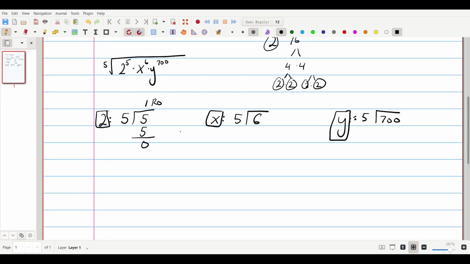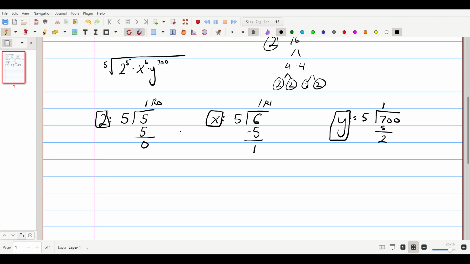Let's work on this one. How many times does 5 go into 6? 1 time. 5 times 1 is 5. 6 minus 5 is 1. Does 5 go into 1? No. So our remainder is 1. Cool. Same thing here. How many times does 5 go into 7? It goes into it 1 time, right? 5 times 1 is 5.